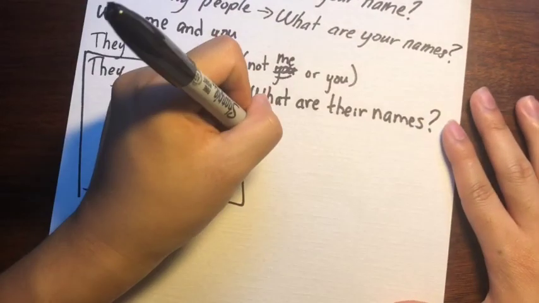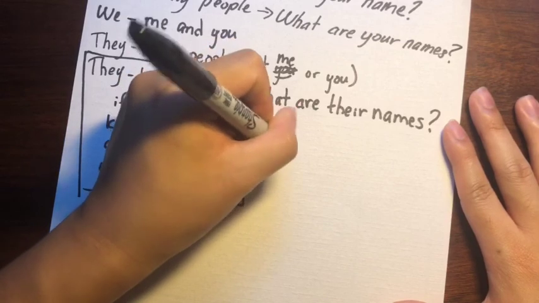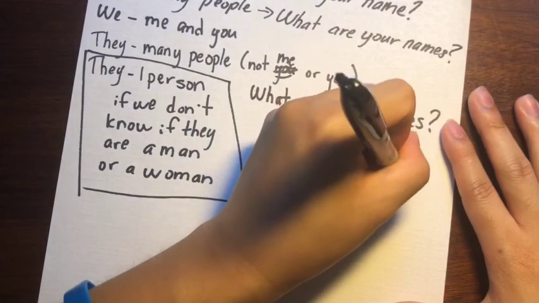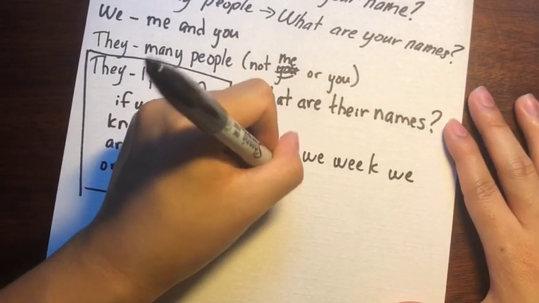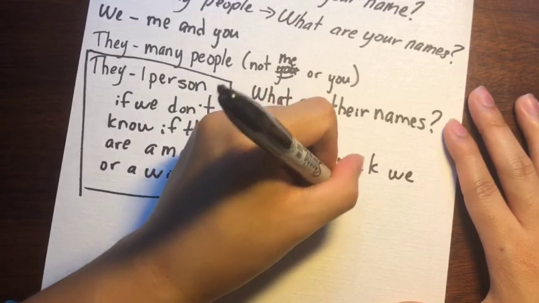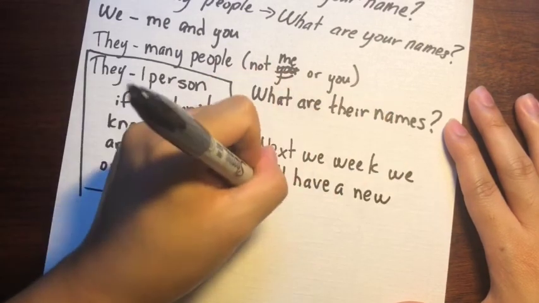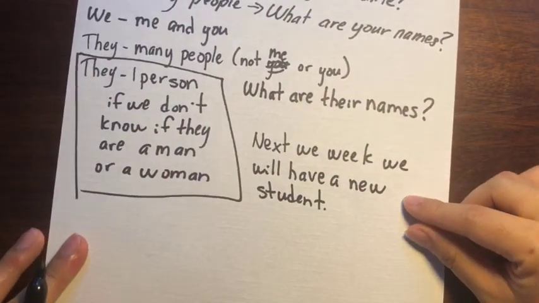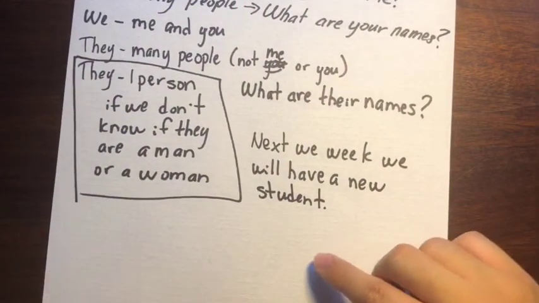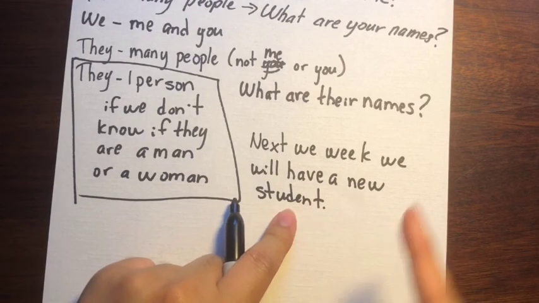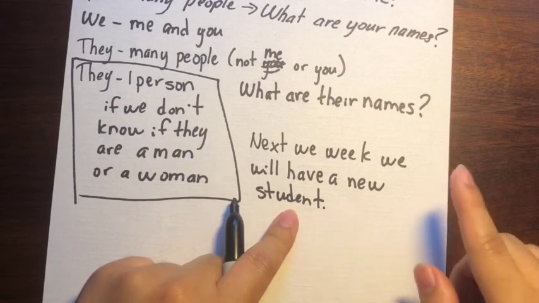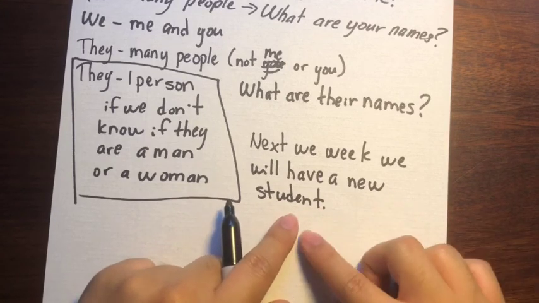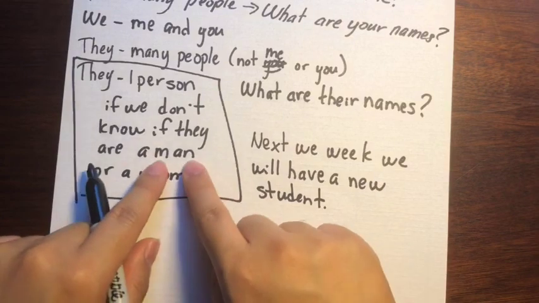So if I say, next week, we will have a new student. So we know the student is one person. Next week, we will have one more person in the class. But I just say a new student. We don't know if the student is a man or a woman.